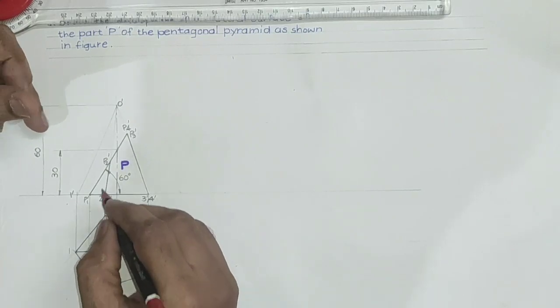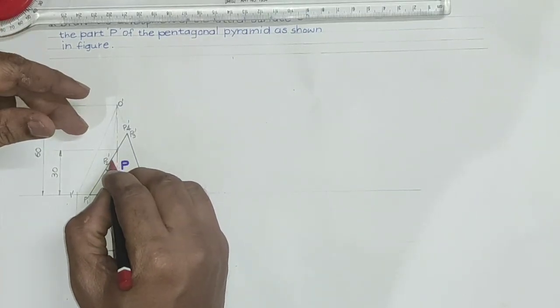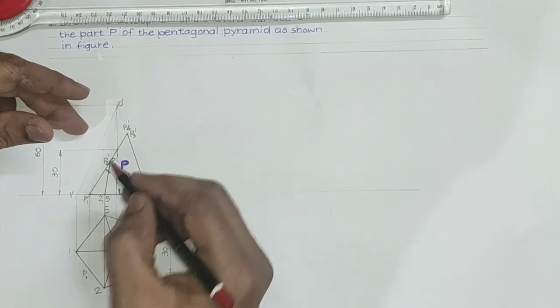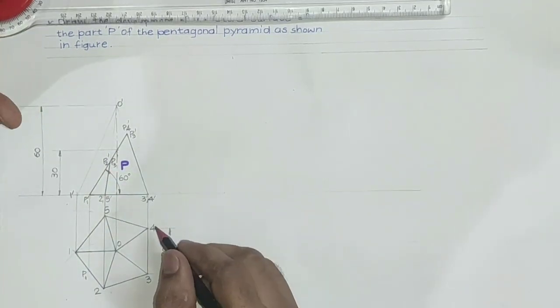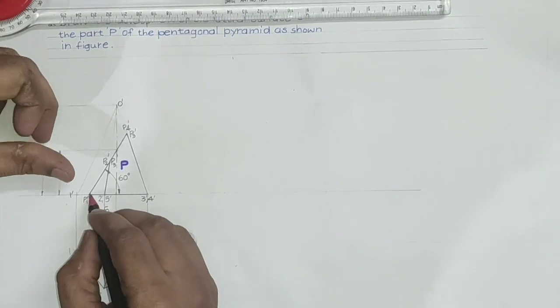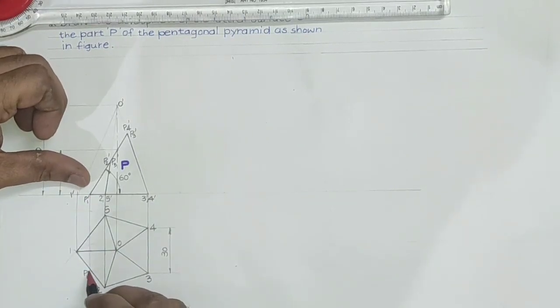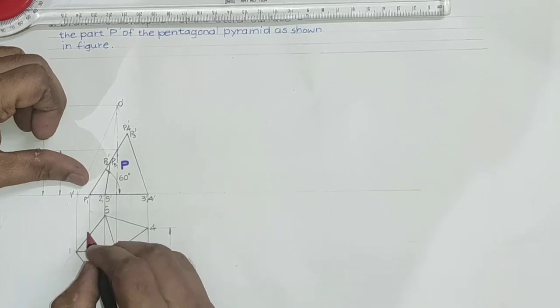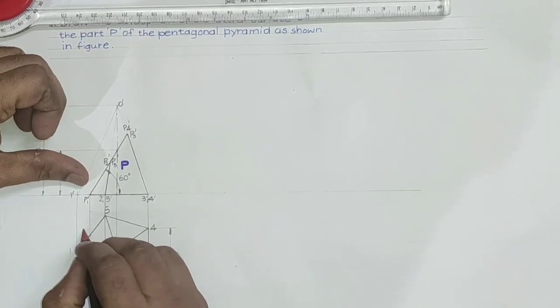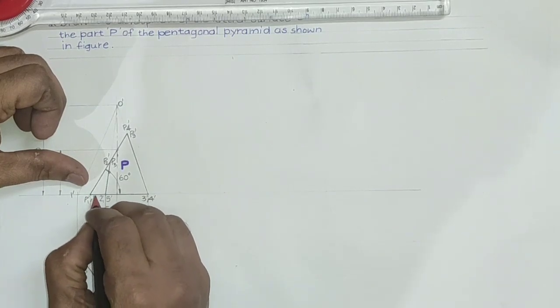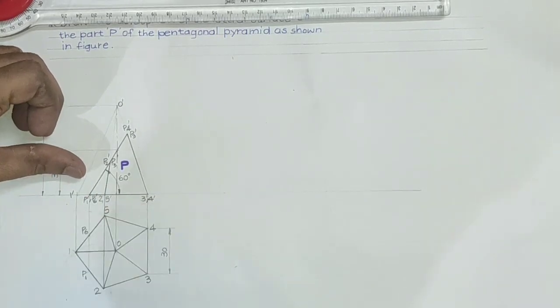The fifth point, P5 dash, is on slant edge O5, which is coinciding with P2 dash. The last point, which is cutting the base 1, 5, is P6, and the corresponding point in front view is P6 dash.